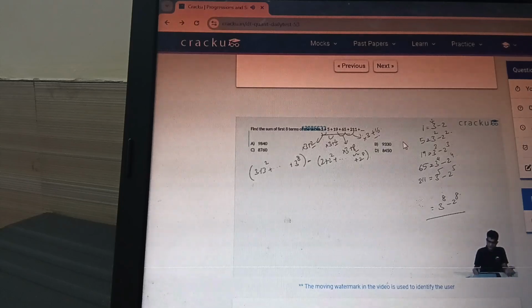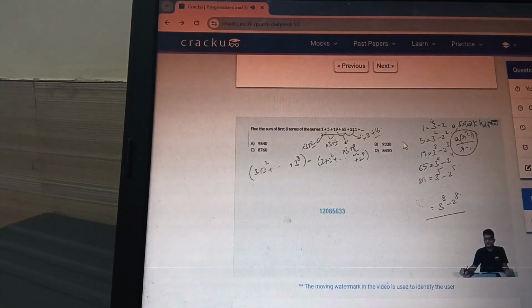In a geometric progression which is of the form A, AR, AR square, etc., where the first term is A and the common ratio is R, what is the sum of the first n terms? The sum of the first n terms will be equal to A into R to the power n minus 1 divided by R minus 1. This is the sum of the first n terms of a geometric progression.